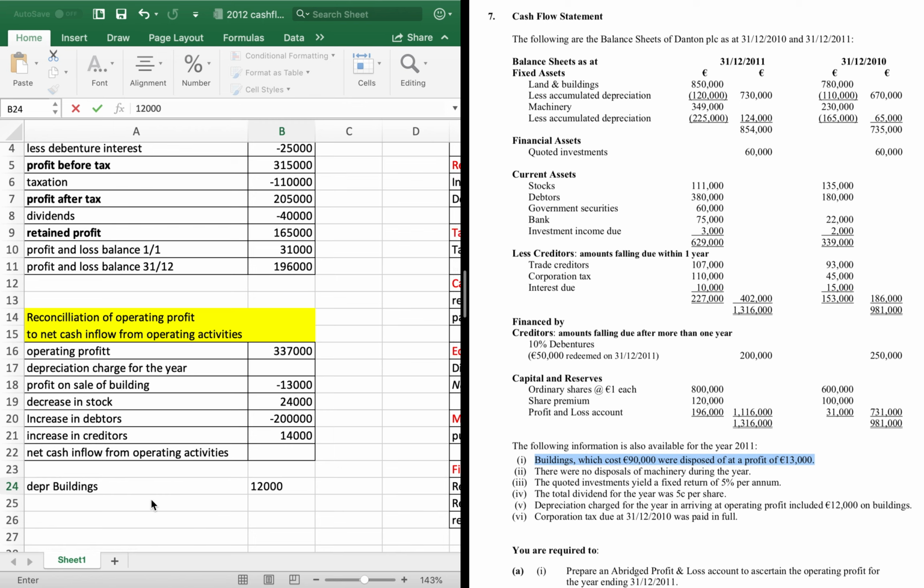Okay, the second part then, there's no disposal of machinery during the year, so we haven't got rid of any machinery, therefore we haven't gotten rid of any depreciation. So the depreciation on machinery has got to be the difference in the 165 and the 225. So the difference between 165 and 225 is 60,000.